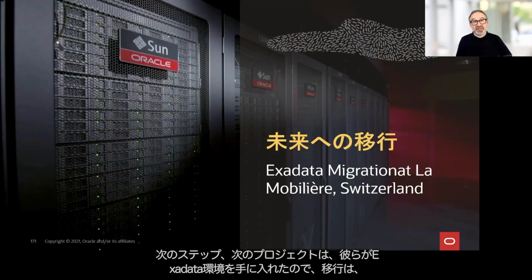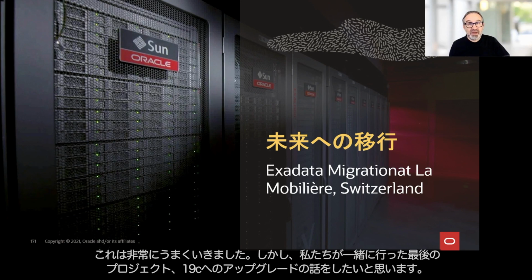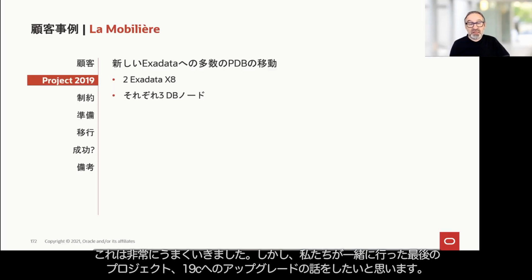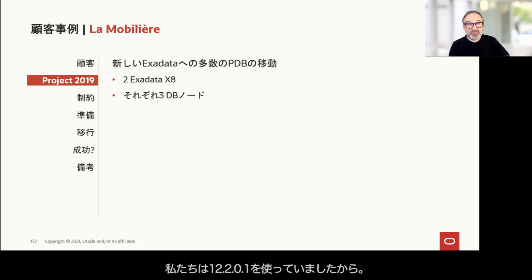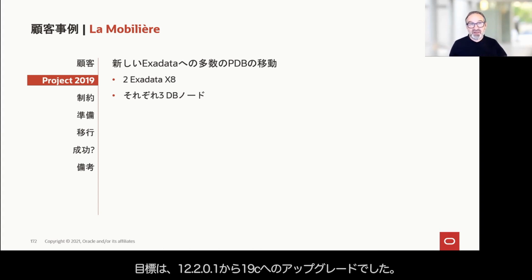The next project was they got an Exadata environment, and we migrated with unplug and plug to the Exadata environment in big batch runs. That worked very well. But I would like to go to the last project we did together, the upgrade to 19c, because we were on 12.2.1. By the time, I called it Project 2020, we had over 2,000 PDBs, and the goal was to go from 12.2.1 to 19c.